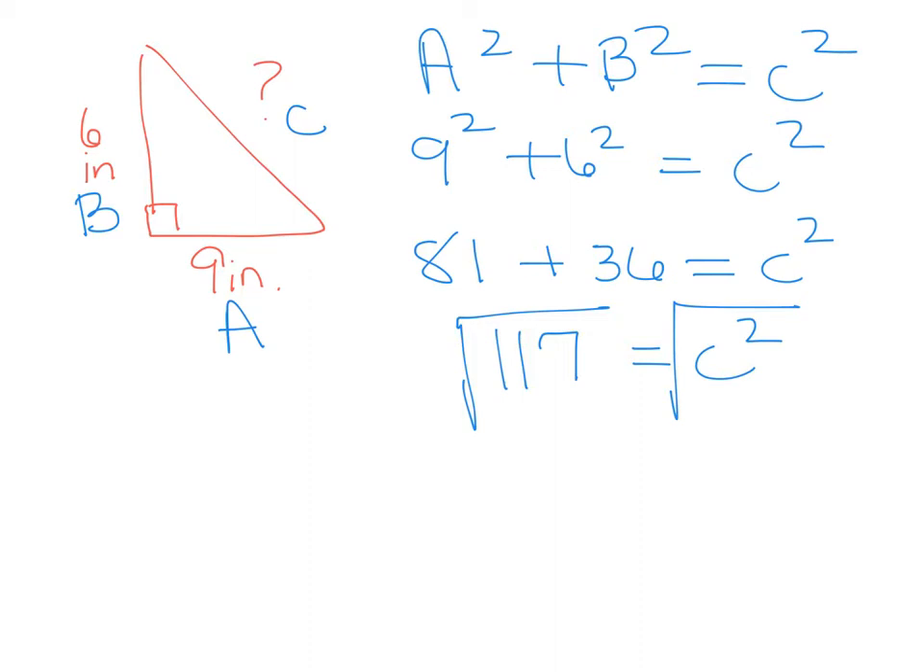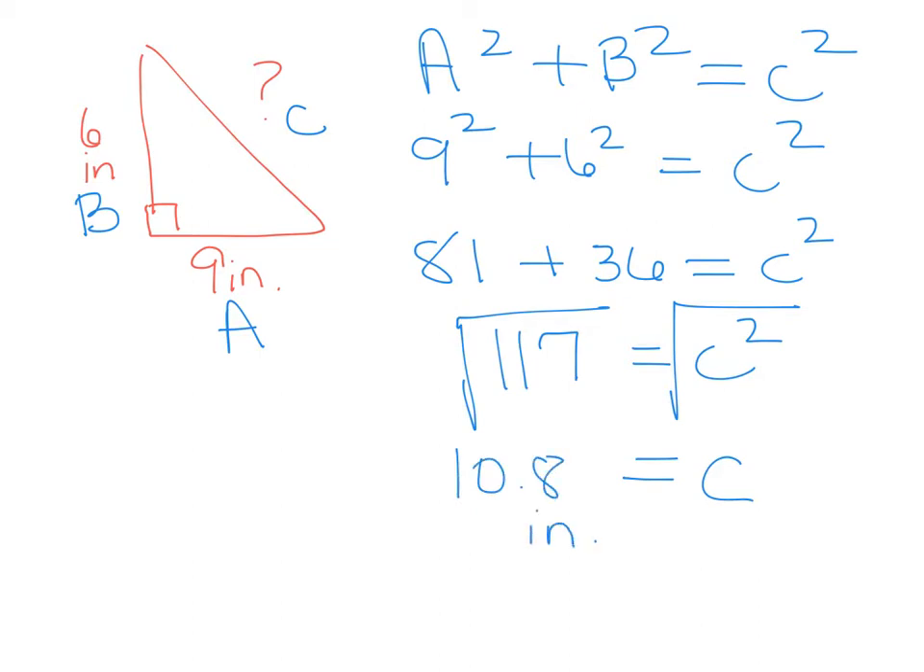If they ask you to calculate it, you're going to use your calculator and find the square root of 117, which is not a perfect square root. When I just did the square root of 117, I got something like 10.81. So the answer to the nearest tenth is 10.8 inches.